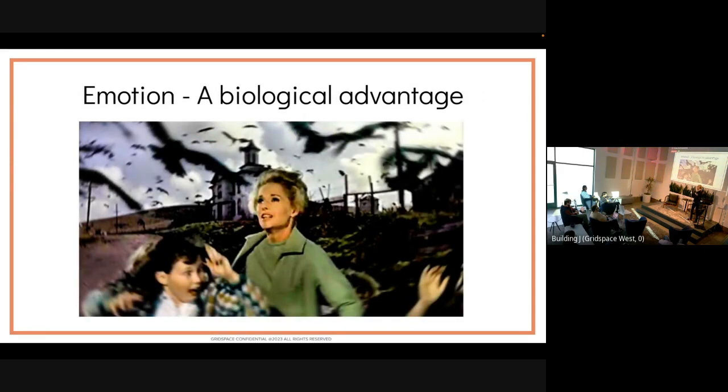So emotion has developed as a biological advantage. It's an evolutionary trait. And one of the main things for this is like, you see teeth, you run.